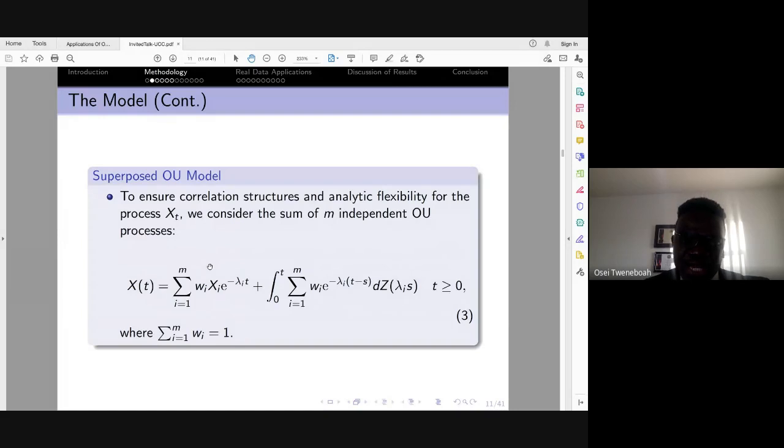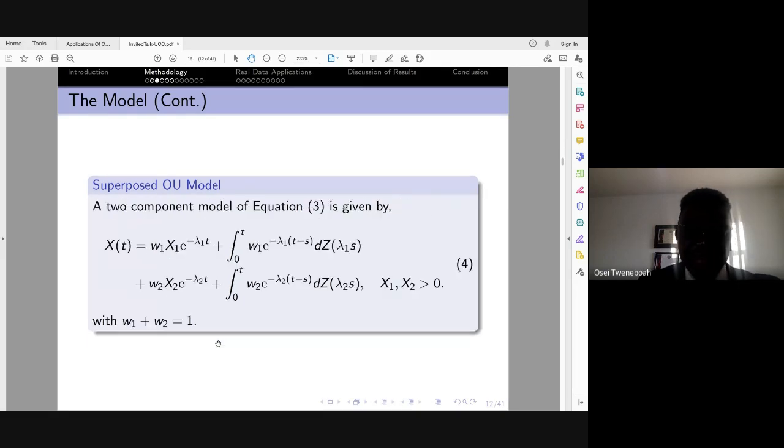So how do we include that? We included this by looking at the superposition of several OU processes. So this is what we have by the superposition, and here it's a weighted sum. Okay, and here the condition is that the weights should sum up to 1. So we are looking at the sum of m independent processes. To make our life very easy, let's just consider a very simple case. Even though it's simple, it's simple and complicated.